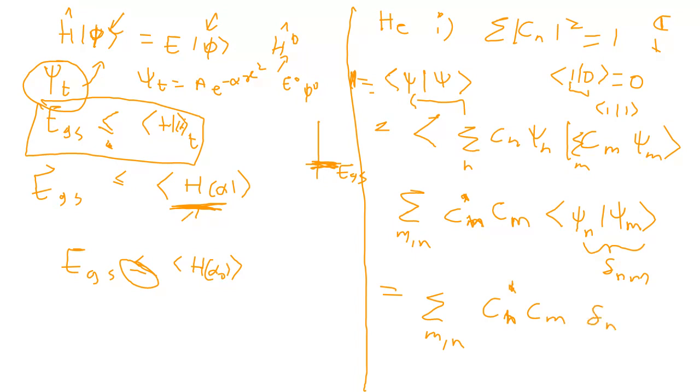Then you apply that. So this sum, the only time that it doesn't vanish is when they are equal, so you end up with the sum over m, or if you want over n, doesn't matter, of cn squared. And because these things were normalized, you've just proven that the sum of cn squared was 1, which is part 1 of the proof.